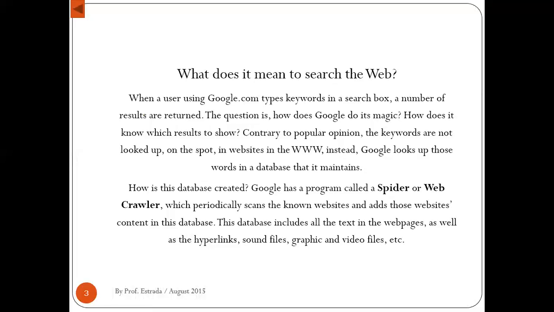That very large database that Google maintains is created by having a program called a spider that scans the content of all those known web pages and then collects the information found in them. The information collected from those sites may include the text, the pictures, the audio files, hyperlinks, and information found in the header of the web page.